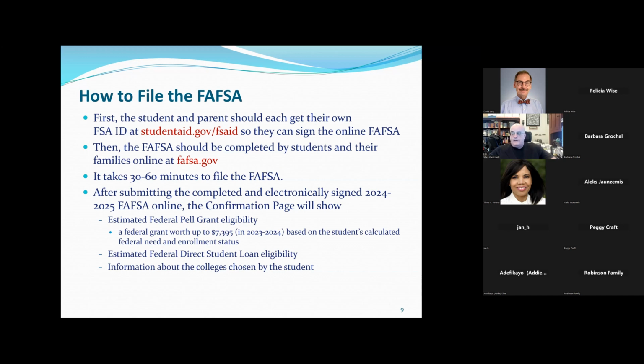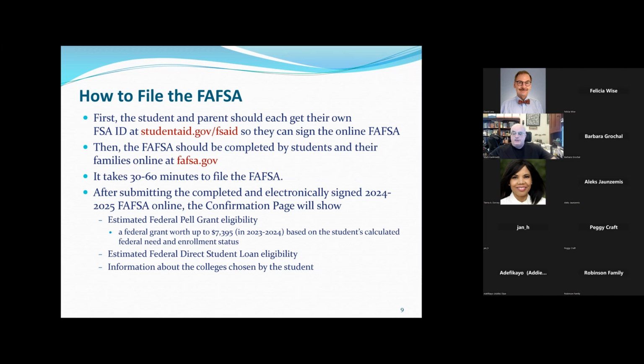After submitting the completed and electronically signed 2024-25 FAFSA online, print or save a copy of the confirmation page. This page will contain a confirmation stamp showing the date and time that the online FAFSA was successfully submitted. The confirmation page also includes the student aid index and estimated federal Pell Grant eligibility and federal student loan eligibility. It also lists the colleges that will receive the FAFSA data.